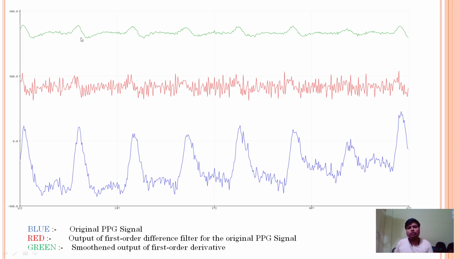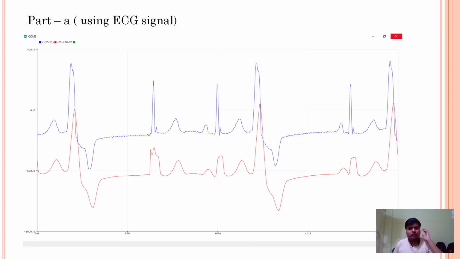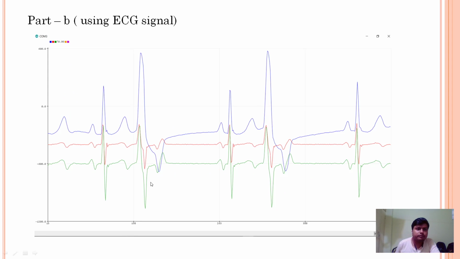Now, let's move on to the ECG filter. This graph basically shows the output of the moving average filter. Here, the blue colored signal is none other than the ECG signal, which is given to us beforehand, and this red colored one is the smoothened version of it.